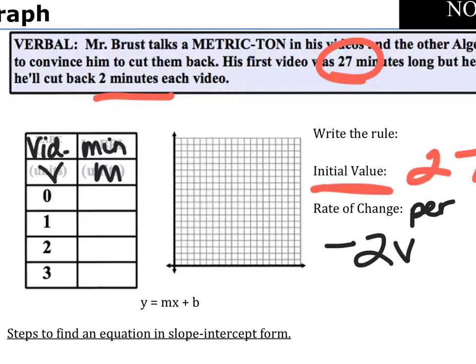So our initial value is going to start at 27. And then every time he makes a video, he decreases by 2. So the next video we decrease by 2, so 27 minus 2 would be 25. Then we're going to take away another 2 and get 23. So by the time you get to the third video, it's only going to be 21 minutes long.